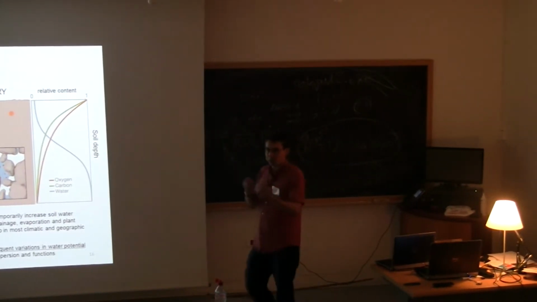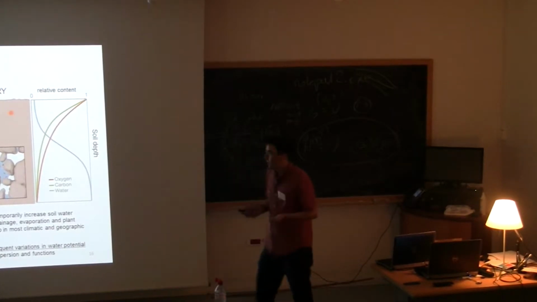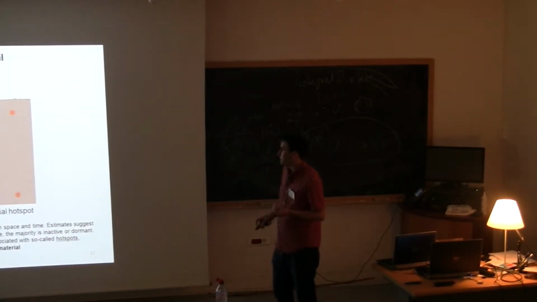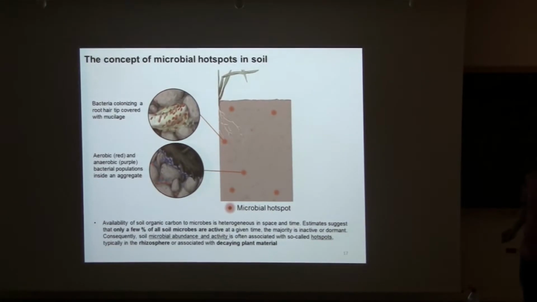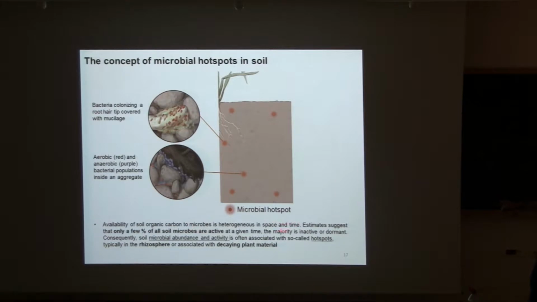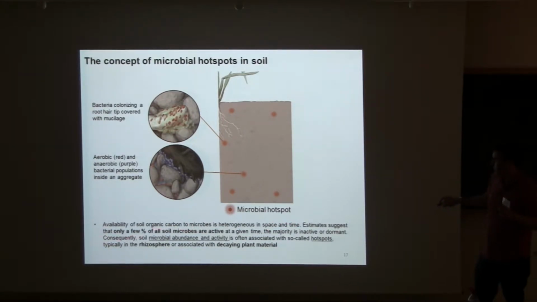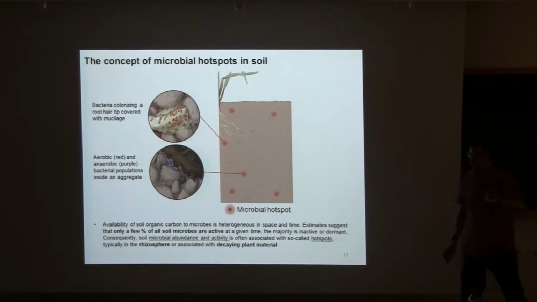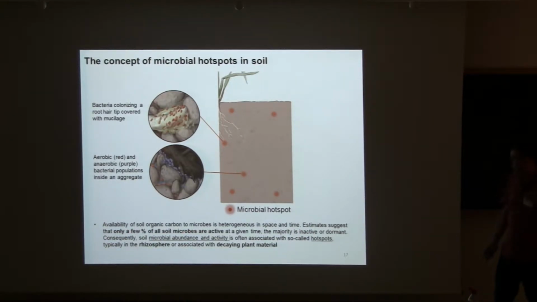Another important thing when you think about microbial activity in soil is the fact that the carbon that is out there is not homogeneously distributed. It's going to be heterogeneous in space and time. And because of that, we also have good estimates. We know that only a few percent of the soil microbes are active at a given time. The majority is inactive or dormant. So microbial abundance and activity is associated with what we call hotspots, that are local areas where we have increased microbial abundance and activity.